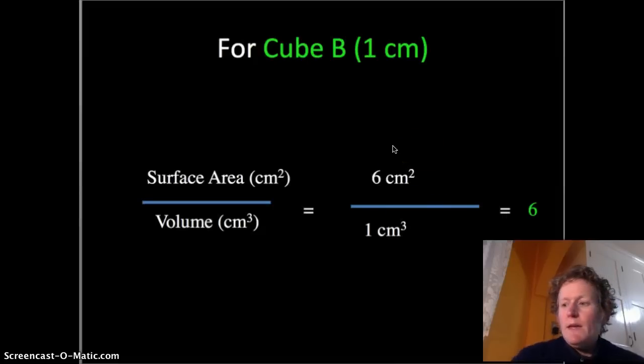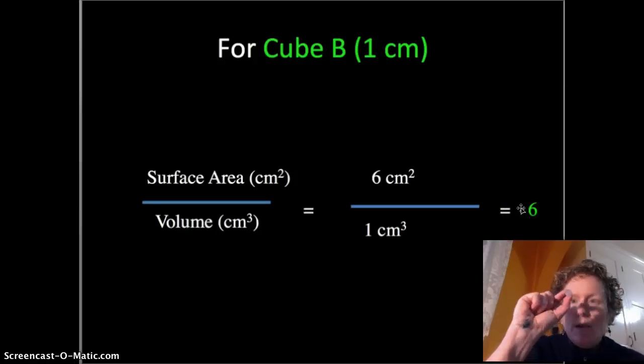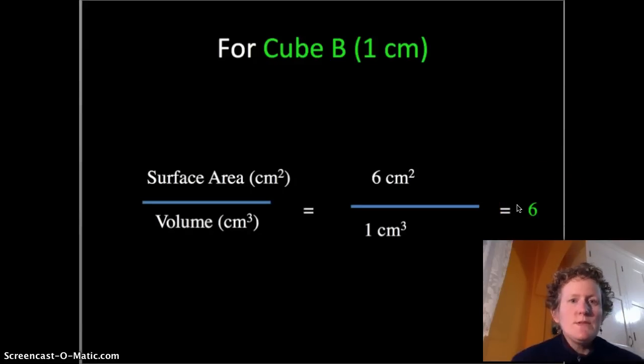For cube B, that little cube with the green writing on it, we take 6 centimeters squared and we divide by 1 cubic centimeter. So 6 divided by 1 equals 6. So for cube B, our little cube here, this is our little cube of agar, the surface area to volume is 6.